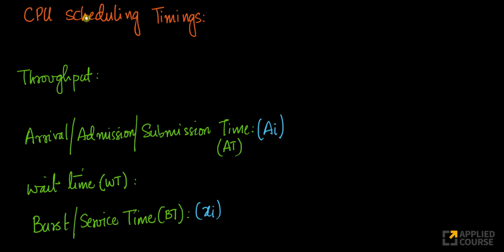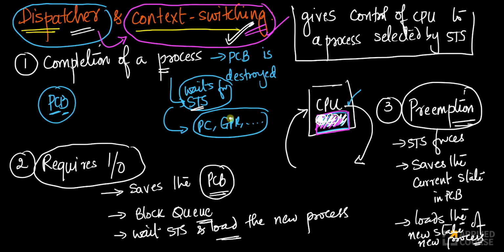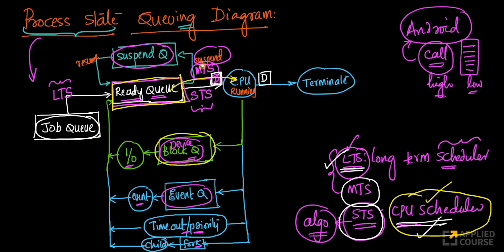So in the next few videos, we'll focus a lot on CPU scheduling first. Again, the CPU scheduling is done by your short-term scheduler, as we have discussed in the previous videos. There is this short-term scheduler here, which decides which process in the ready queue should be picked up by my dispatcher to be given to the CPU, or to be given the control of the CPU.